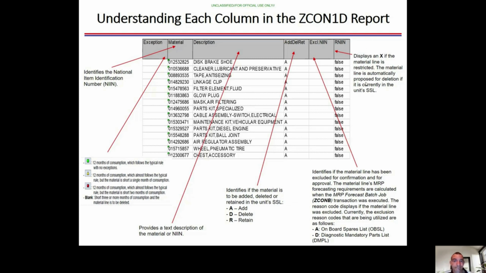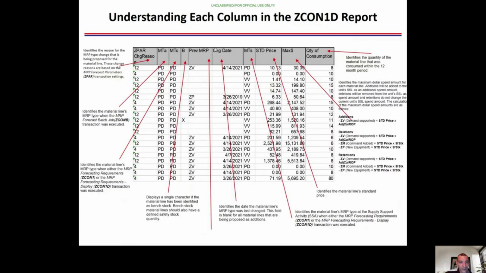All right. So going into the next part. So the ZPAR change reason. Okay, so this identifies the reason for the MRP type change being processed in your ZPAR. So I'm going to do a separate video on actually ZPAR and tell you what all these codes mean. All right. MTA, right, identifies material line's MRP type forecast ZCOM Bravo transaction. So this tells you what it was when we executed the ZCOM Bravo.